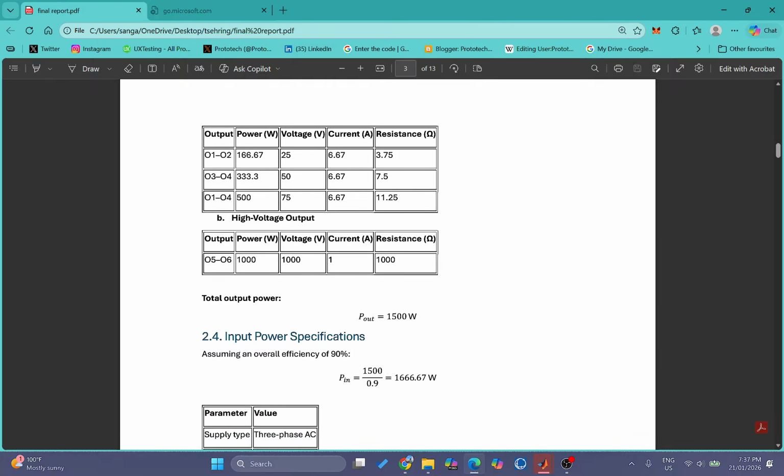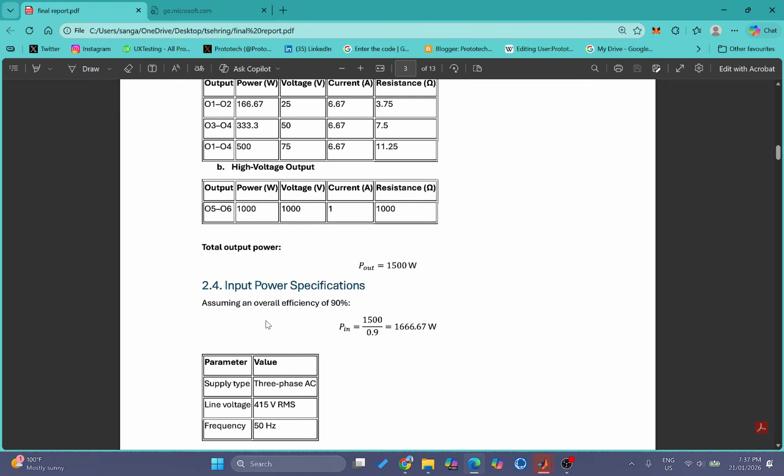And output 5 and output 6 is a high voltage output where it will be able to produce 1000 volt or can be connected to a 1 kilowatt load. So total output power is 1500 watt or 1.5 kilowatt, and by assuming that the overall efficiency of the system is 90%, we require an input of 1.67 kilowatt.